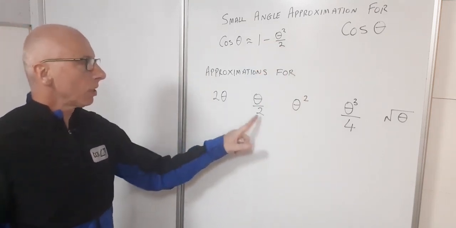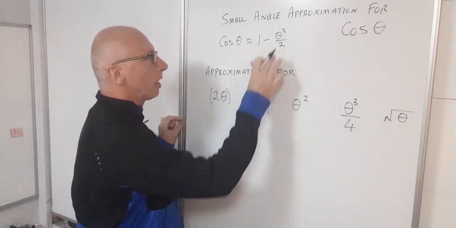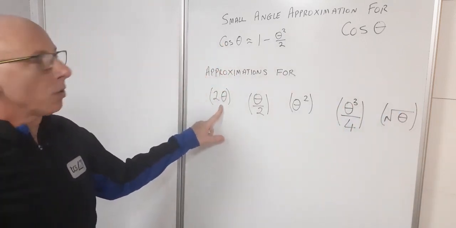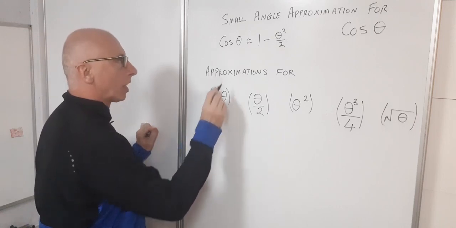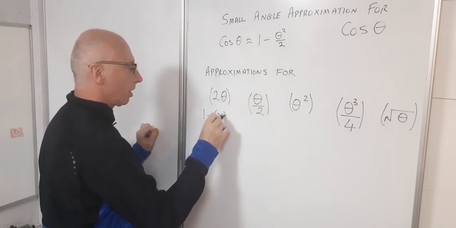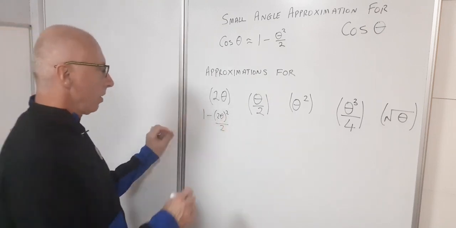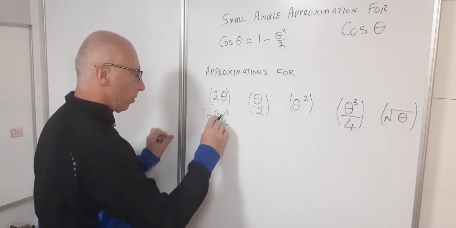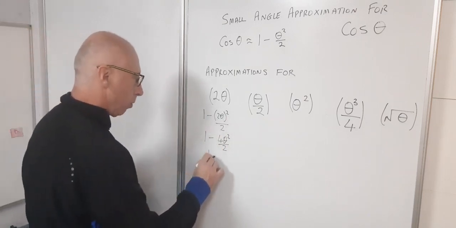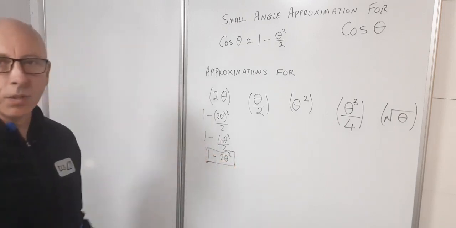Now if we want to use approximations for these, what we have to do is input each of these into the theta in our formula there. So first of all, let's look at 2 theta. So cosine theta is approximately 1 minus, now the input is 2 theta, so we want 2 theta squared over 2. Note that this 2 is not included in the squared. So then we've got 1 minus 4 theta squared over 2. And then simplifying that off, we've got 1 minus 2 theta squared. So that's our answer for that one.